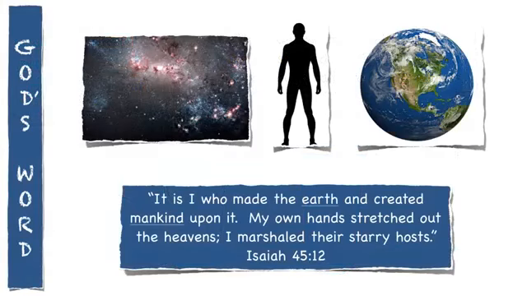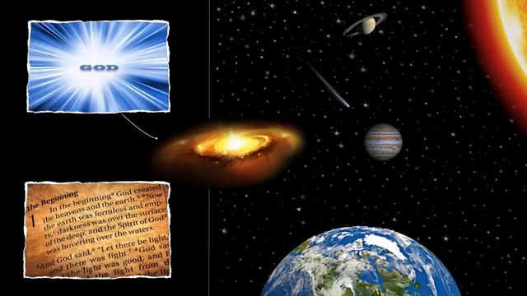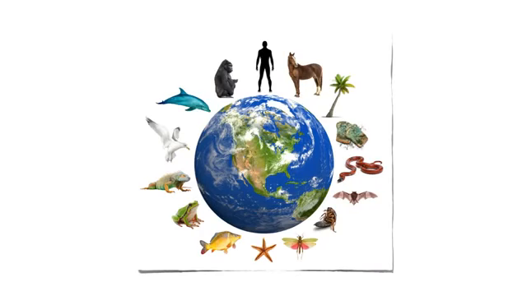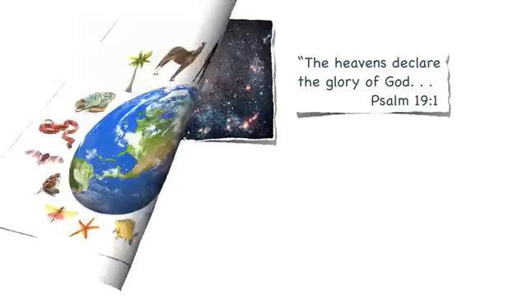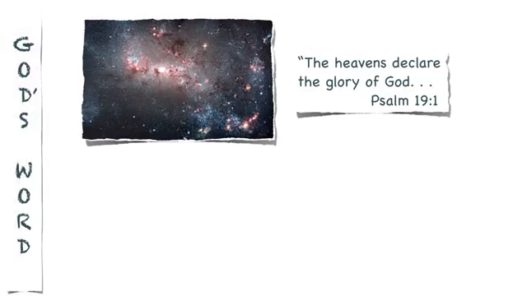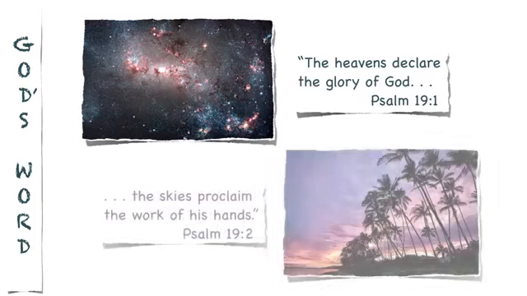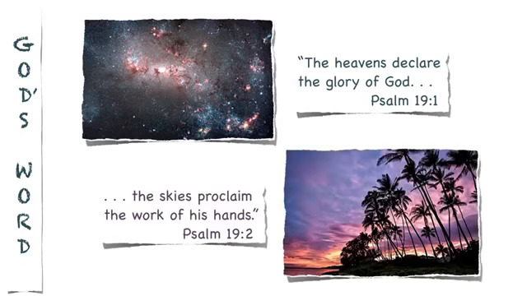I think God's own words here in Isaiah 45:12 nicely answer the question of the origin of the universe and life. We read, "It is I who made the earth and created mankind upon it. My own hand stretched out the heavens. I marshaled their starry hosts." It was God, not natural laws, that created man and all living things. It was God who created the heavens, and it was God who created all living things. The starry heavens are a testimony to his handiwork, for the heavens declare the glory of God, and the skies proclaim the work of his hands. Our God is truly an awesome God.